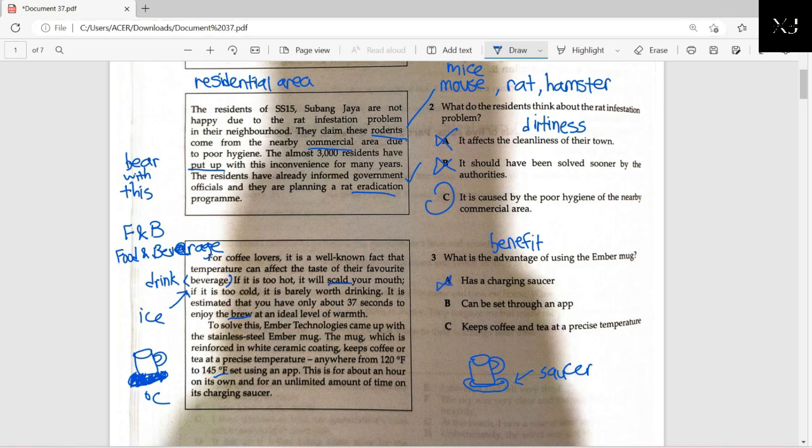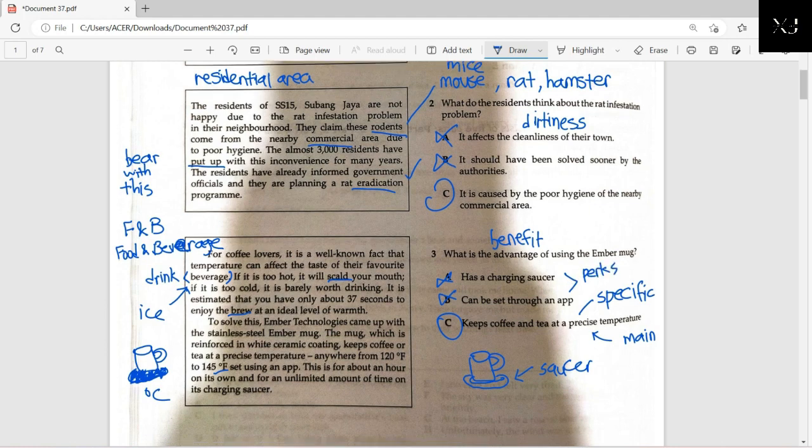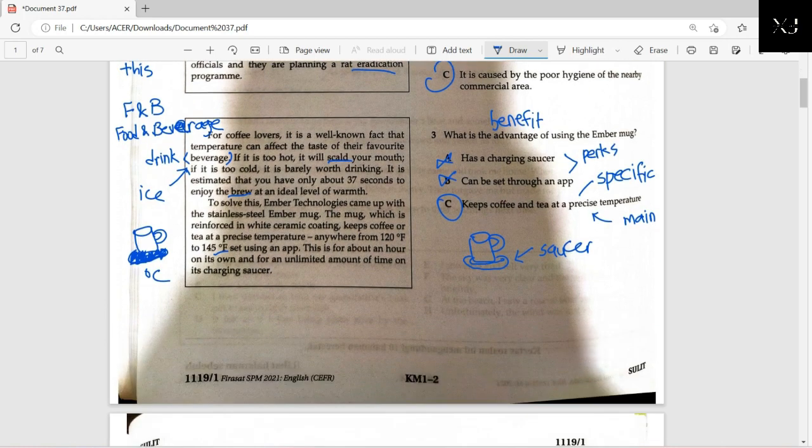B: can be set through an app. And C: keeps coffee and tea at a precise temperature. So the main point is that if you buy this thing, it keeps your beverage at a precise temperature. Precise means specific. So can be set through an app is also one of the perks that comes with it, but it's not the main thing. One of the advantages, but not the main advantage.